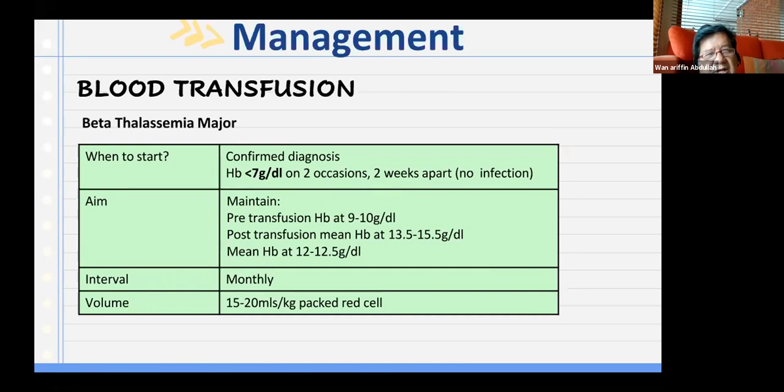So that is the aim of transfusion, to switch off the hemopoiesis and to enable the patient to have normal growth and normal activity. Because with chronic hypoxia, the patient will not grow well, and with chronic anemia will not have normal activity. So the aim of transfusion is to provide normal growth, normal activity, and to switch off the patient's hemopoiesis. And the target of each transfusion is to maintain the hemoglobin between 13.5 to 15.5 post-transfusion, and never let the blood level go below 9. Because if it goes below 9, then the body will start its own hemopoiesis, the liver can get bigger, the spleen can get bigger, and the patient may have thalassemic facies.